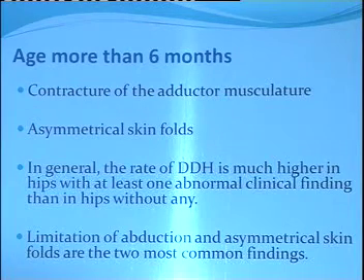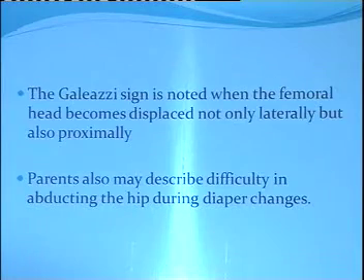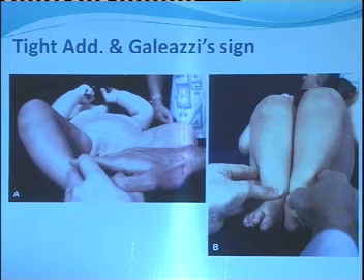In children more than 6 months of age, contracture of the adductor muscles develops, and there is an asymmetric skin fold. In general, the rate of DDH is much higher in hips with at least one abnormal clinical finding than in hips without any. The limitation of abduction and asymmetric skin fold are the two most common findings. Galeazzi's sign occurs when there is a proximal migration of the head of the femur, and there is a shortening of the thigh. Parents also may describe difficulty in abducting the hip during diaper change because of limitation of abduction. So these are the photographs of tight adductors and Galeazzi's sign.